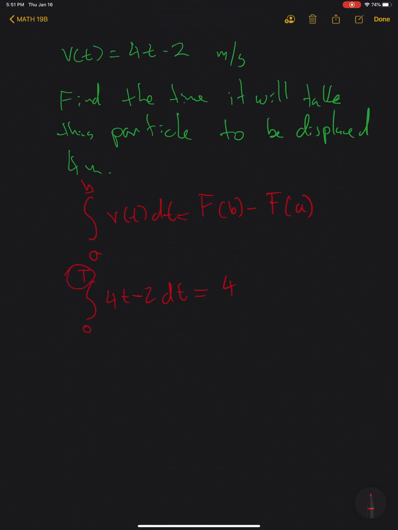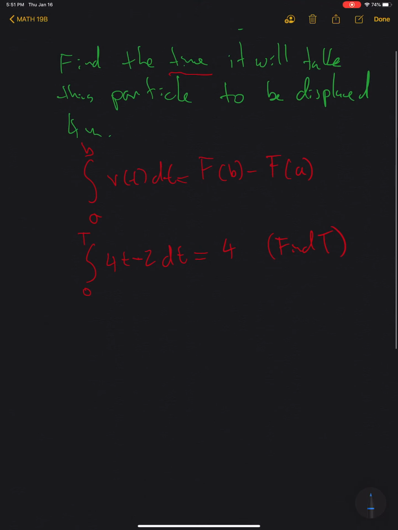In other words, we're interested in finding the time interval for which that particle is going to be displaced by 4 meters. So it doesn't really matter where we start and where we end as long as the time difference is going to be the same. So in that case, what we're looking for is really to solve this equation, or in other words, find the value of t, pretty much like what we did in class. So let me work it out.